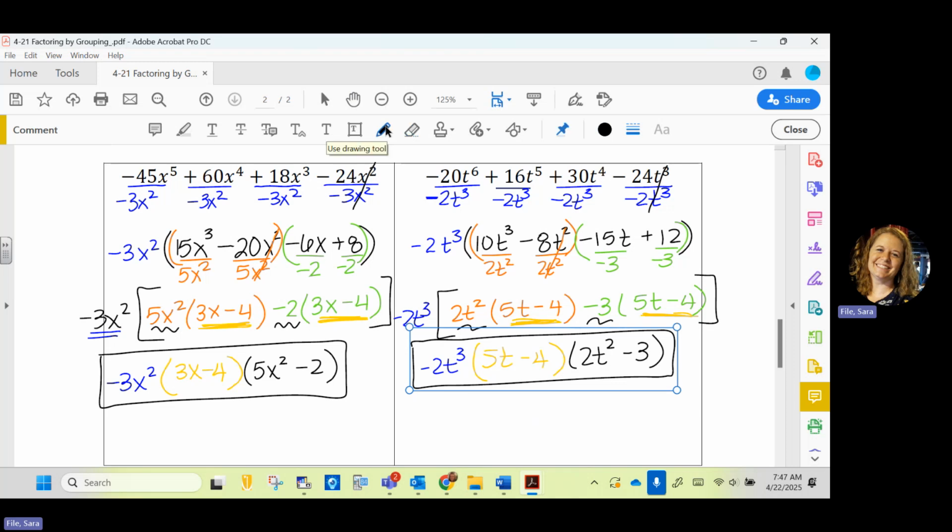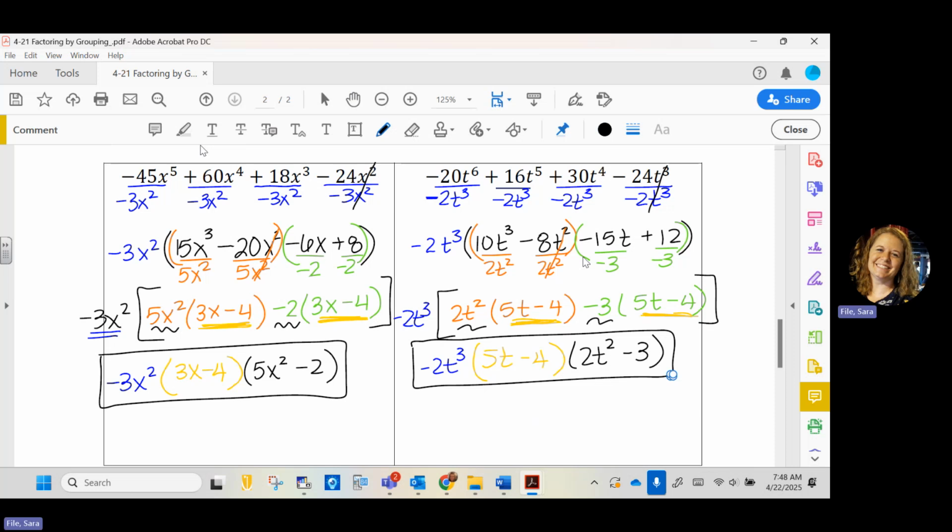All right. You'll feel like you kind of got the hang of grouping, factoring by grouping. It is a lot of writing that looks messy and confusing, so I tried to color code it for you. You're welcome to borrow colored pencils or highlighters if you want to highlight your different steps. But that's the process.